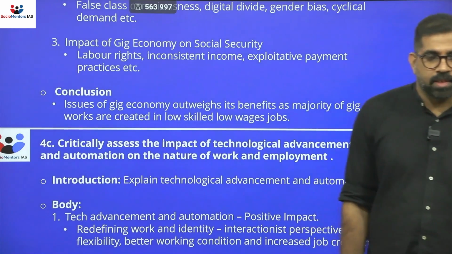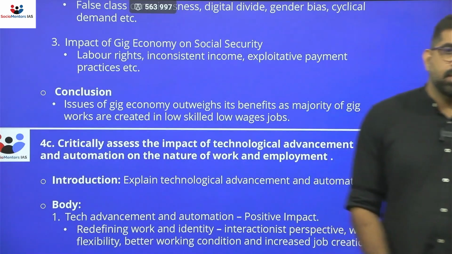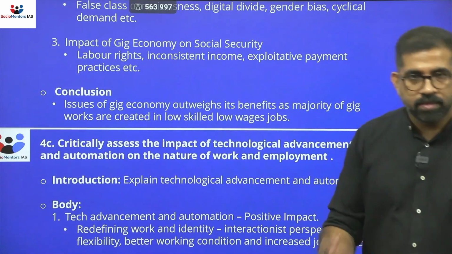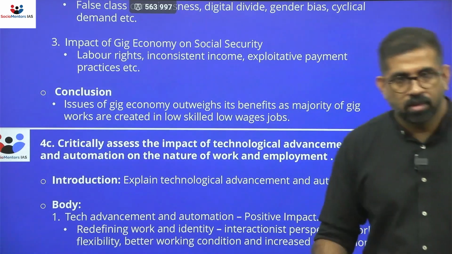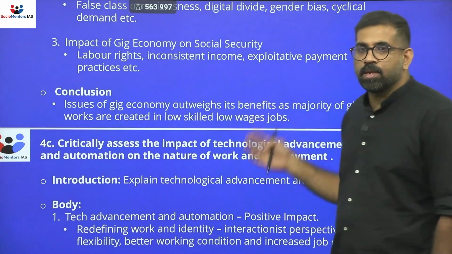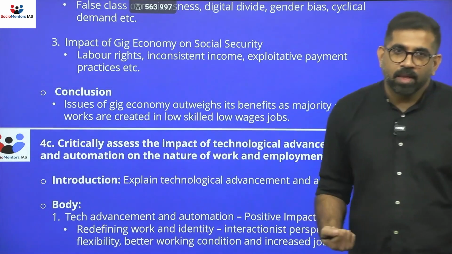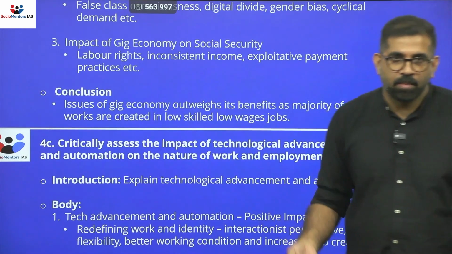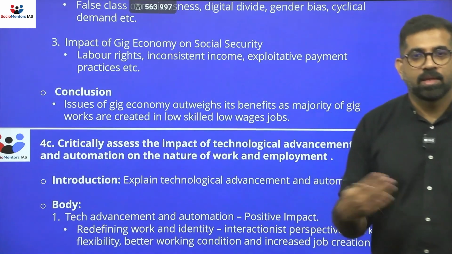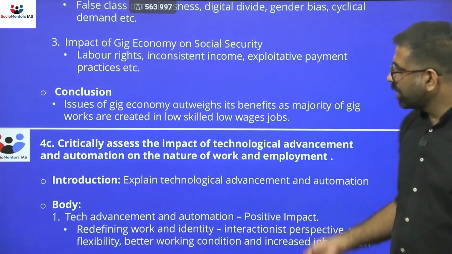You can mention as an example that government should take proactive steps to ensure that labor exploitation is controlled, because ultimately this is benefiting the capitalists, right? They can reduce the cost of maintaining an employee, but at the same time they are getting the services easily. So likewise you can mention.